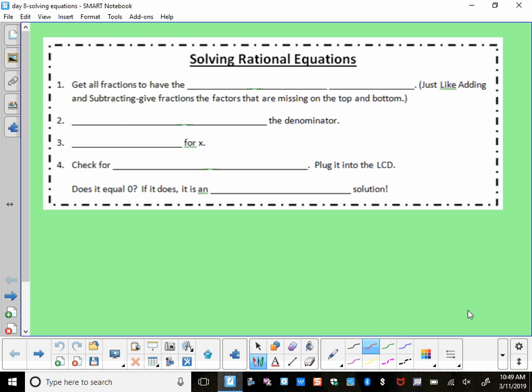If we're solving something, what do we have? An equal sign, so that's how we know what we're doing in this lesson. First, you want to get all fractions that have the same common denominator. Just like adding and subtracting, you give the fractions the factors they are missing on the top and the bottom.